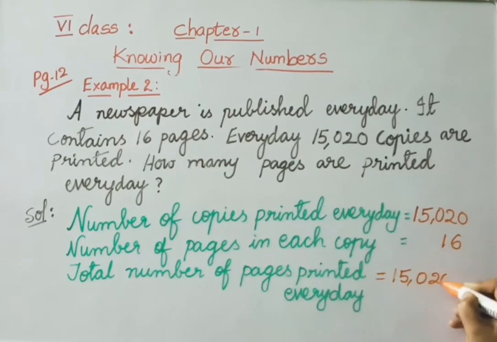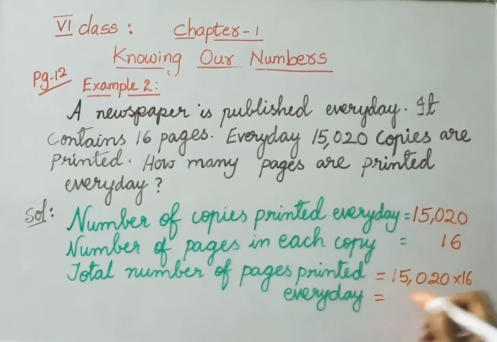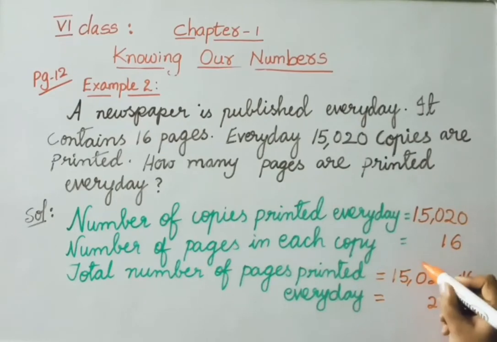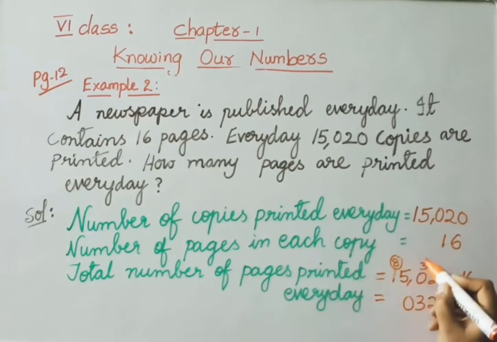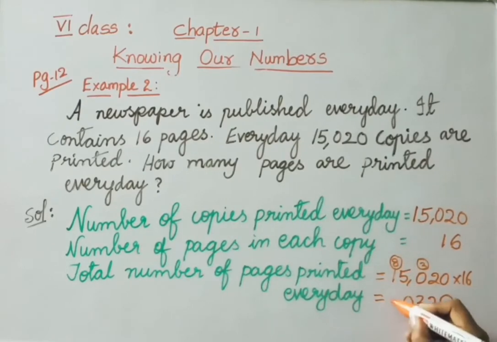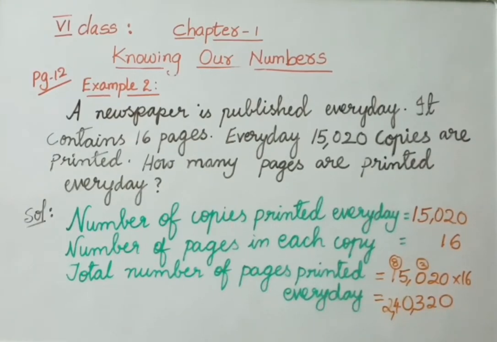15,020 multiplied by 16. 16 zeros are 0. 16 twos are 32. So 2, and we get a carry 3. 16 zeros are 0. Write down that 3. 16 fives are 80. So 0, carry 8. Next, 16 ones are 16. 16 plus 8, 24. So in total how many pages are going to print every day? That is 2,40,320 pages they are going to print every day by the newspaper company.